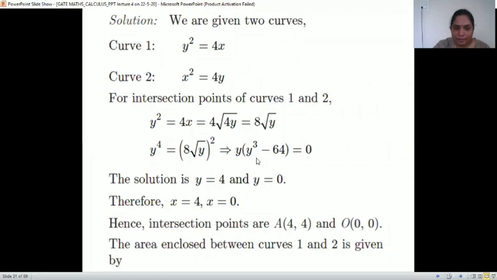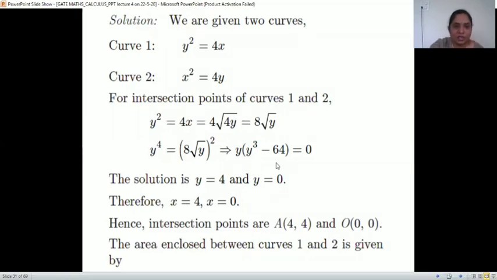64y. So y raised to 4 minus 64y is 0. y is common, so y into y cube minus 64 is 0. So y is 0 or y cube minus 64 is 0, that is y is 4, since 4 cube is 64. So y is 4 and y can be 0 also.